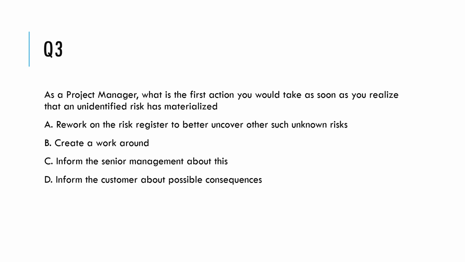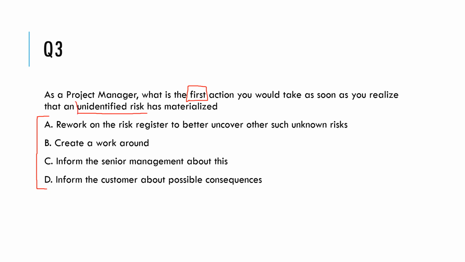Now, the first thing to understand here is that all four options are correct, right? All four are actually something you as a project manager should do. So that is why it is important here to understand and mark the keywords in this question and try to find out what this question really is trying to ask. So as a project manager, what is the first action? This is a keyword here. What is the first action you would take as soon as you realize that an unidentified risk has materialized?